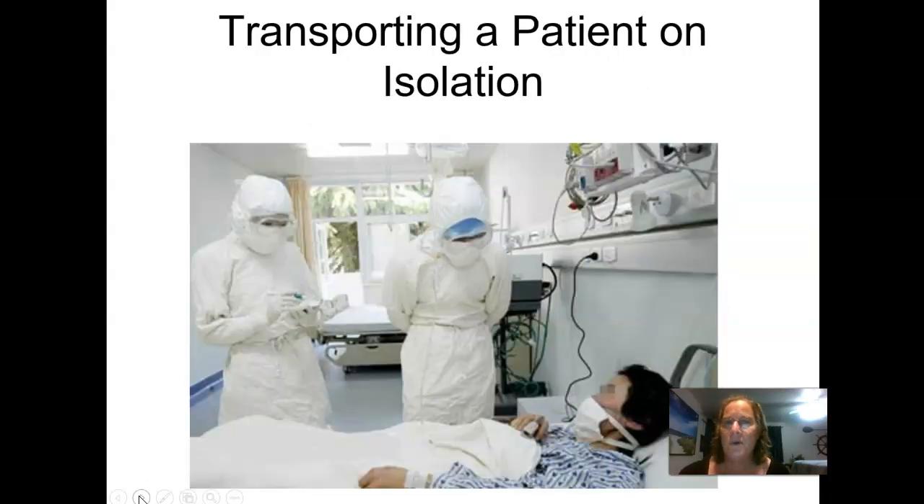Now, as far as transporting a patient who's on isolation, when you go in the room, you're in isolation gear. When you bring the patient out of the room, because let's say you have to take them down for some kind of test, they go in isolation. So they're put in the isolation gear and they'll have a clean sheet over them as well.